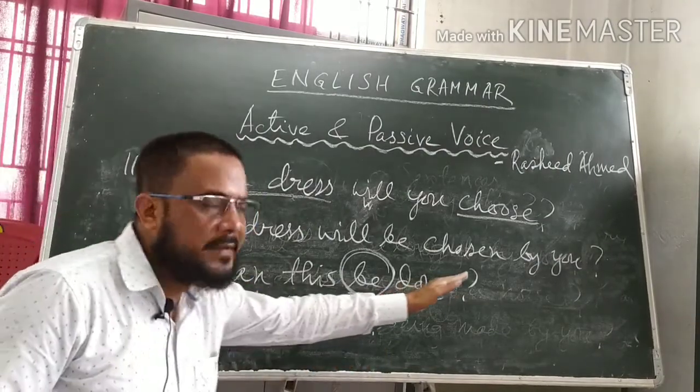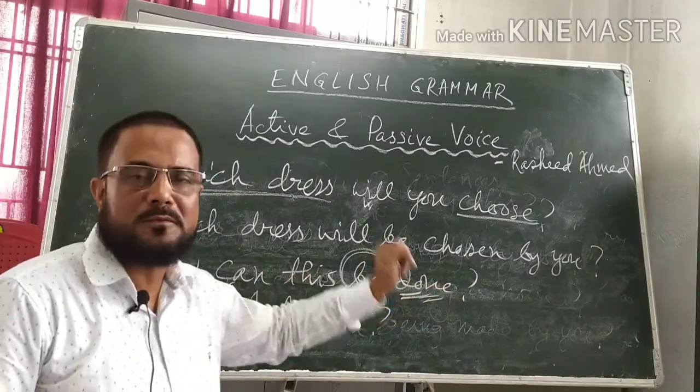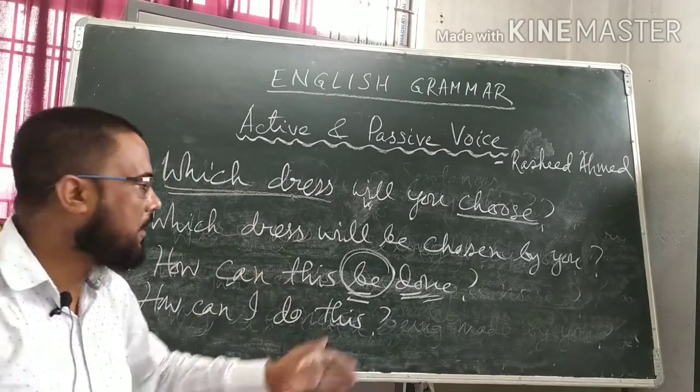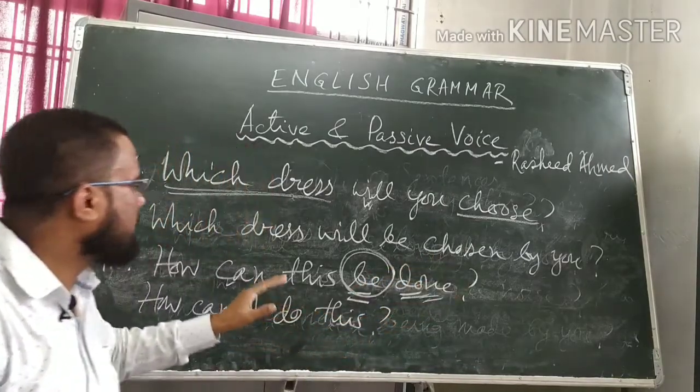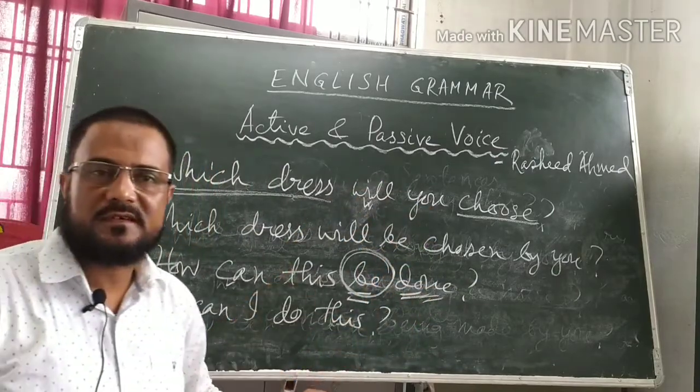Instead of "by me," you can suppose it like this: How can this be done by you? Then it will be, how can you do this? Or you can suppose it's something else. How can this be done by them? Then the active voice will be, how can they do this?